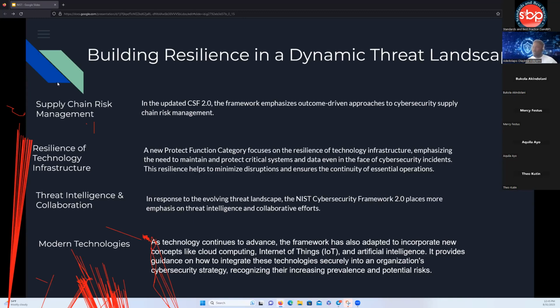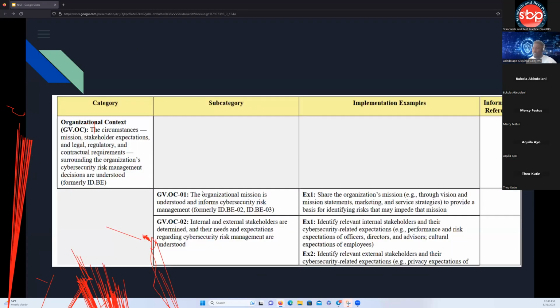example of one section of the document, the draft. Context, which is the first one, and under it, these are the subcategories. Organizational context 1, 2, which is the organization's mission should be understood and it should inform cybersecurity risk management. Then the other one is both internal and external stakeholders are determined. They have to determine their needs and expectations from cybersecurity risk management. What are you expecting from you aligning to the cybersecurity practices, or you building a cybersecurity program in your environment?